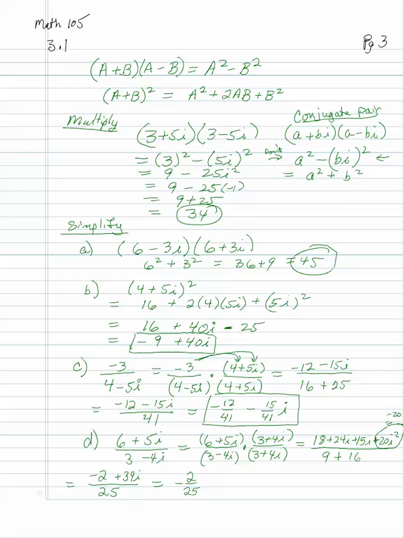So negative 2 25ths. And of course, if it's a fraction you can reduce, you reduce it. These two from C and D, I couldn't reduce, so you just leave it as a fraction. So negative 2 25ths plus 39 25ths i. So that's a plus bi form.